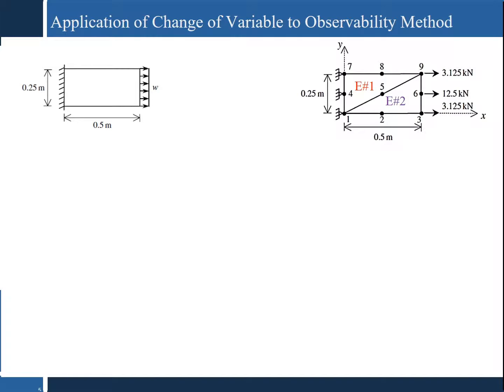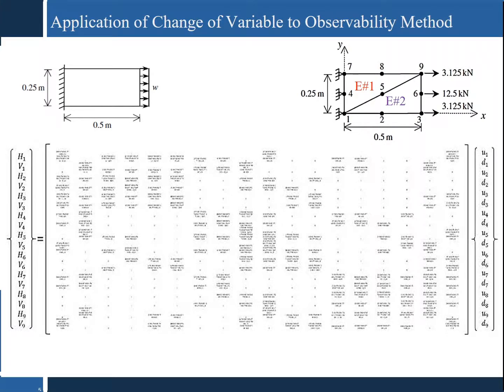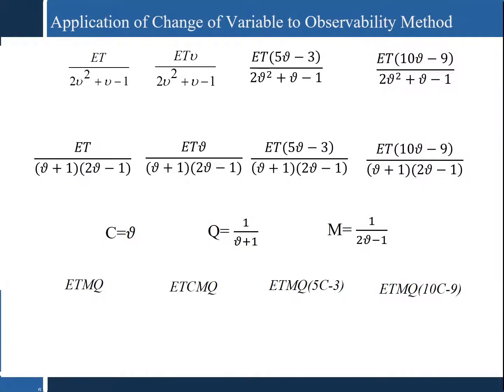For explaining the advantages of change of variable to observability method, we selected a thin plate, which is subjected to uniformly distributed load with different mechanical properties for each element. In the below figure, we have the equilibrium equation for this small structure. Here is our main equation.